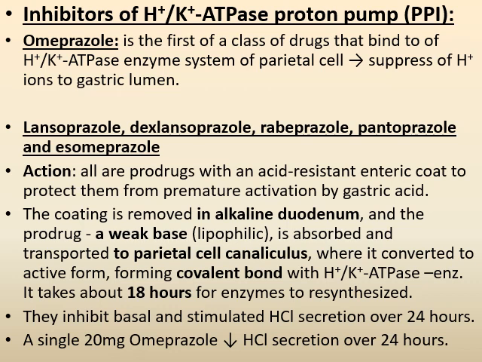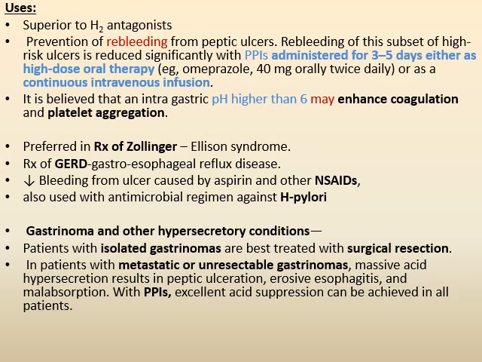So with a single dose of the drug, for example 20 milligrams of omeprazole, we can inhibit the secretion of HCl for about 24 hours. Proton pump inhibitors are found to be superior to H2 antagonists regarding the reduction in acid secretion, the healing of peptic ulcer, and also in the treatment of erosive esophagitis. Also, they are found to be effective in preventing re-bleeding.